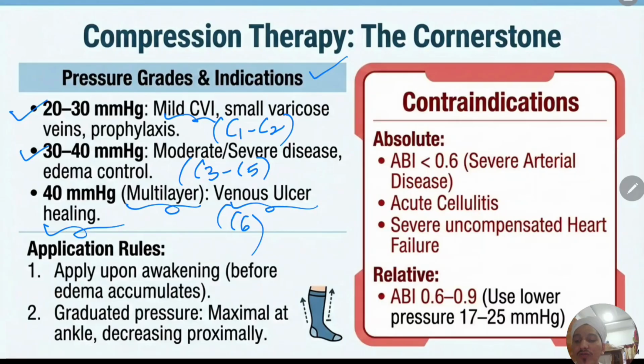Okay, so that's how the pressure grade should be applied. 20 to 30 mm Hg for C1 and C2, 30 to 40 mm Hg grade from C3 to C5, and 40 mm Hg in venous ulcer patients.